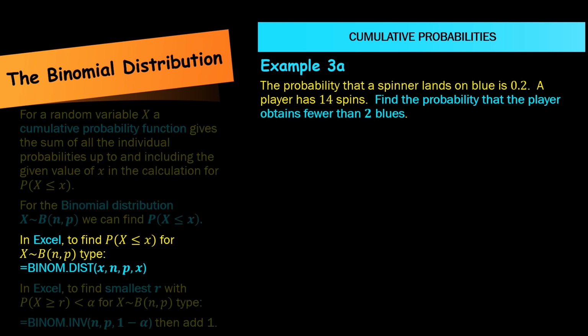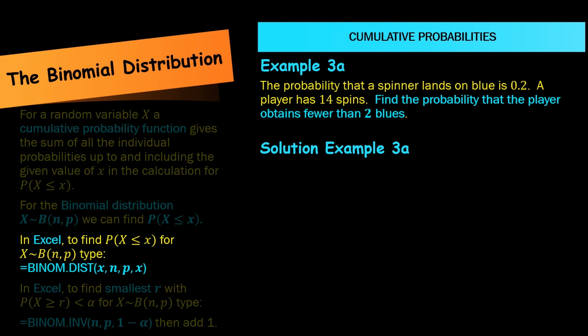So let's solve example part A first. The probability that a spinner lands on blue is 0.2. A player has 14 spins. We are required to find the probability that the player obtains fewer than 2 blues. So this is similar to the previous exercises we've looked at, and we're going to use the same formula in Excel again, or if you've been using your calculator, do practice on your calculator.